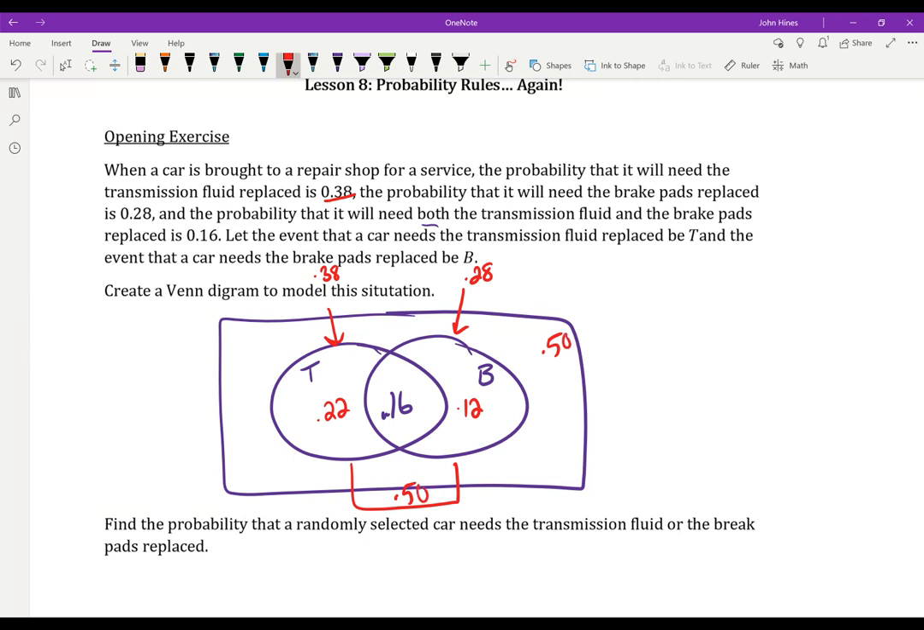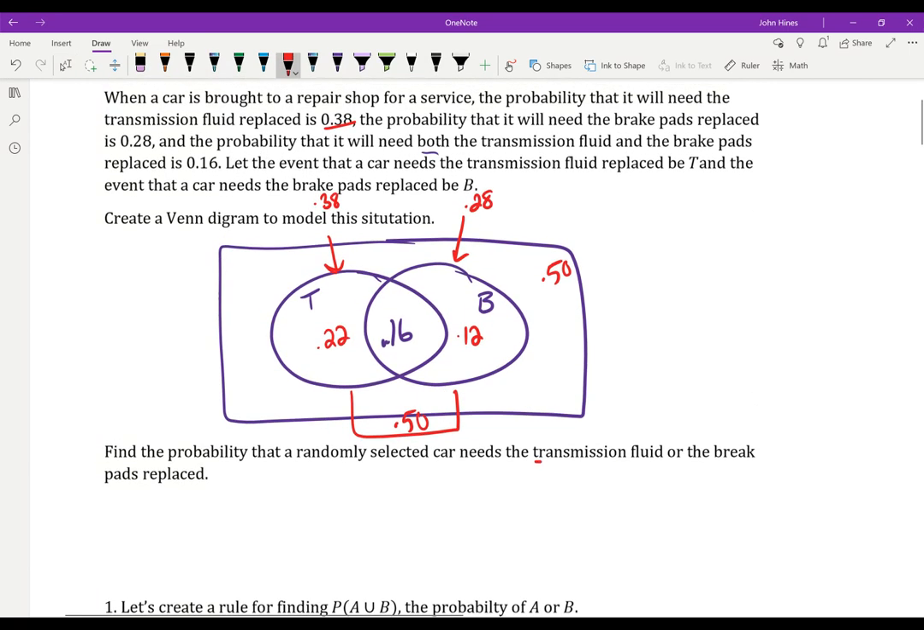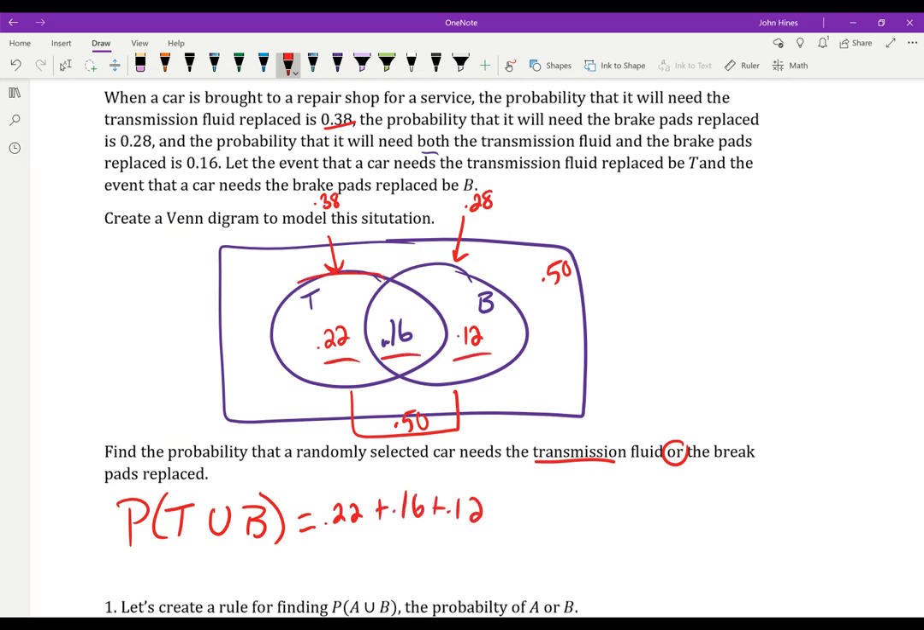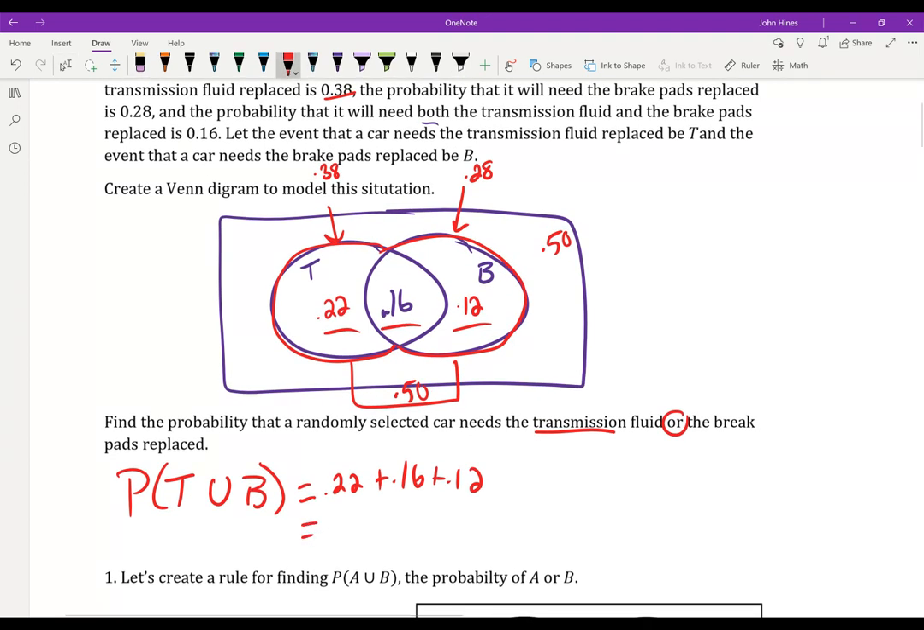So find the probability that a randomly selected car needs transmission fluid or the brake pads replaced. Well, what am I adding up here? I'm adding up 0.22 plus 0.16 plus 0.12. Or means I'm in one of these circles. I added those up already and I got 0.50. So the OR probability we get by adding these middle three pieces up.